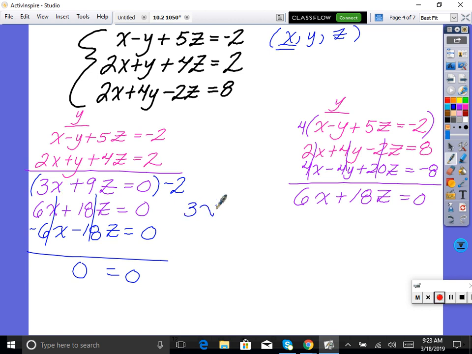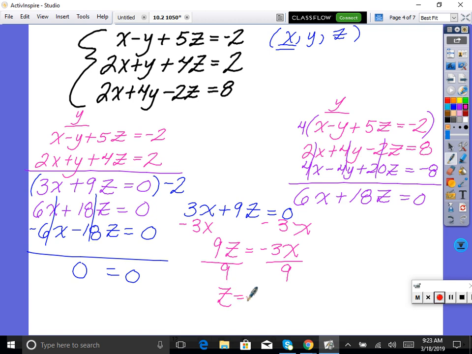So my true statement right now is this: 3x plus 9z equals 0. Does everybody see what I'm doing? Now we need to get z all by itself, because then we can replace that z with what this z is. So get z all by itself. Subtract 3x from both sides. So now my true statement is 9z is equal to negative 3x. Divide by 9. So z is equivalent to negative 1/3 x, isn't it?